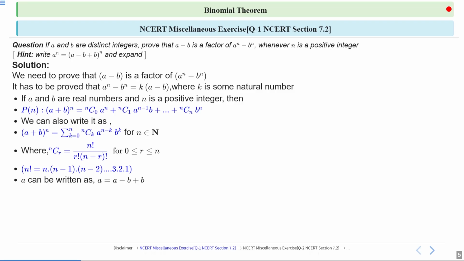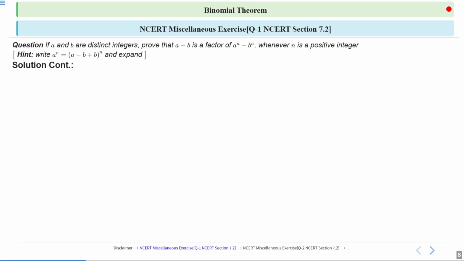To connect this back to our original problem, notice that a can be written as a minus b plus b. We put x equal to a minus b and y equal to b. Then we get (a minus b plus b) whole to the power n, and this is simply equal to a to the power n.